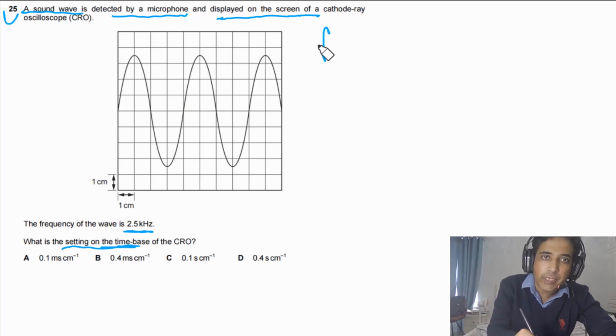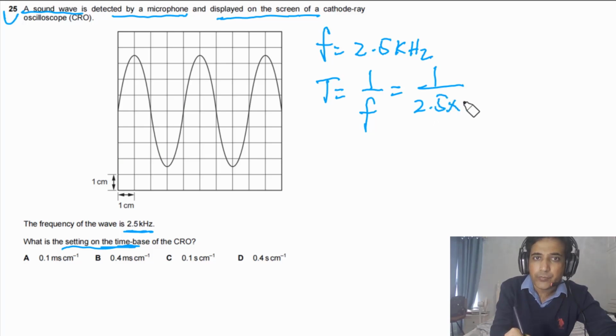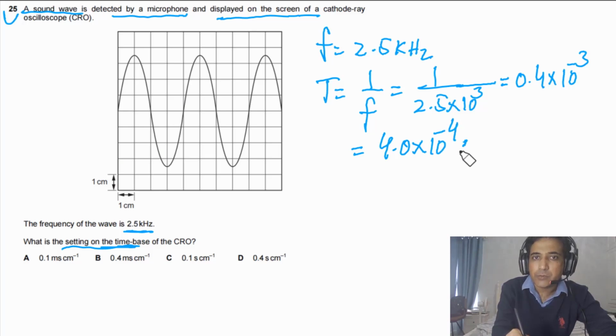So first of all, we have frequency that is equal to 2.5 kilohertz. We can calculate time period, that will be equal to 1 over frequency. So this is 1 divided by 2.5 times 10 to 3 hertz. If we solve this one, we will get 0.4 times 10 to minus 3, or we can say this will be equal to 4.0 times 10 to minus 4 seconds. Now we need to determine time base setting.